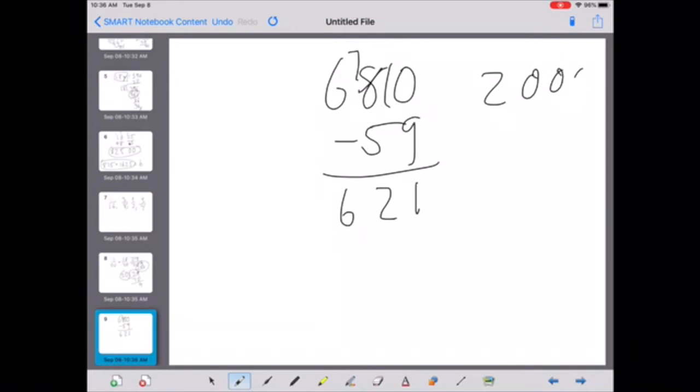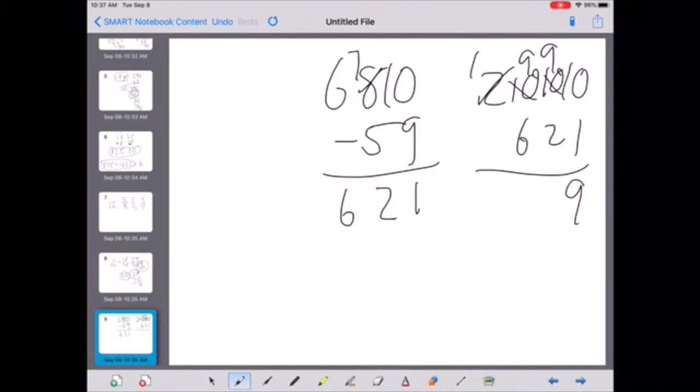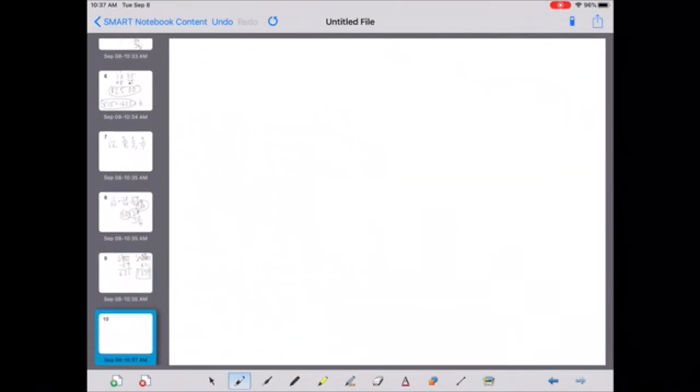Now I turn around, I take that answer, and I'm going to subtract again, this time from 2,000. So 2 becomes 1, 10 becomes 9, 10 becomes 9, 10. 10 minus 1 is 9, 9 minus 2 is 7, 9 minus 6 is 3, 1 minus 0 is 1, and I get an answer of 1,379.